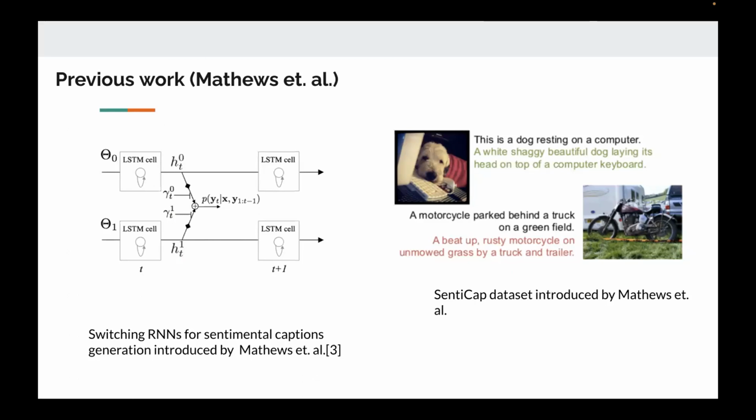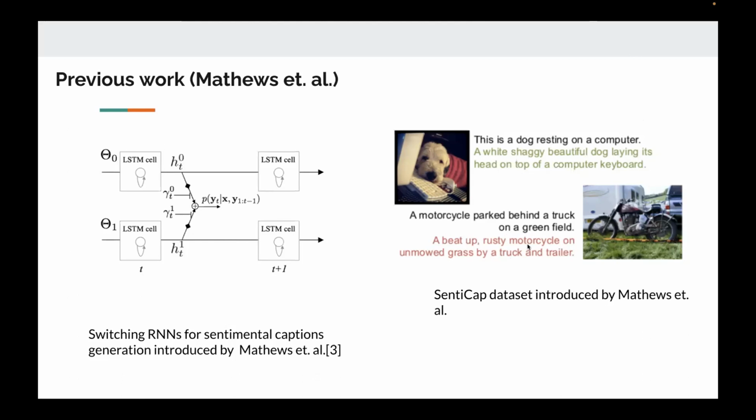As you see on the image on the right, here are different captions that are possible, for example, for the image with a dog: this is a dog resting on a computer desk, or a white shaggy beautiful dog, and so on. So actually, they are able to generate captions with some flavor.